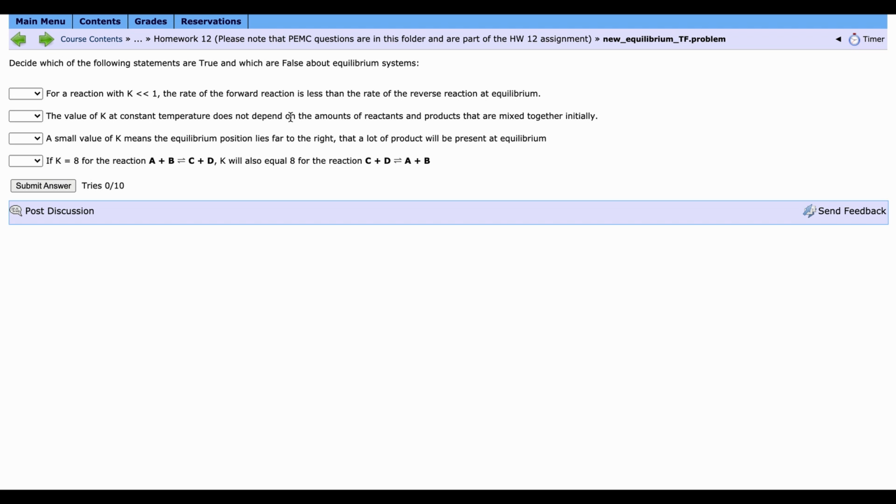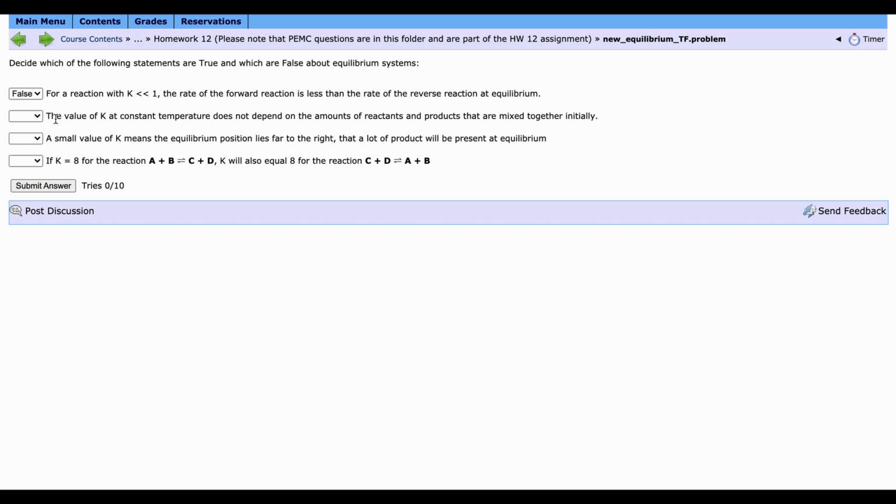Okay, my people, so here we have another practice problem, and it's a true or false question given the scenario. So the first one is, for a reaction with K less than 1, the rate of the forward reaction is less than the rate of the reverse at equilibrium. So we know that's false because it says it's at equilibrium, which means the rate of forward equals the rate of the reverse. So that's false.